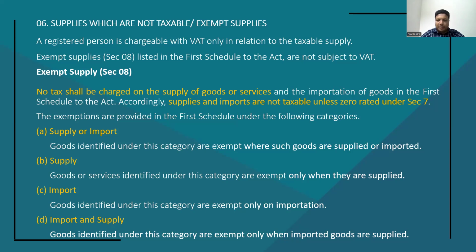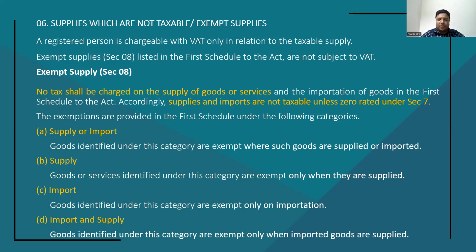Third category, import. If a particular good is listed under import, that is exempt when they are imported. When they are supplied in Sri Lanka, they are liable. The exemption is applicable only on the importation.